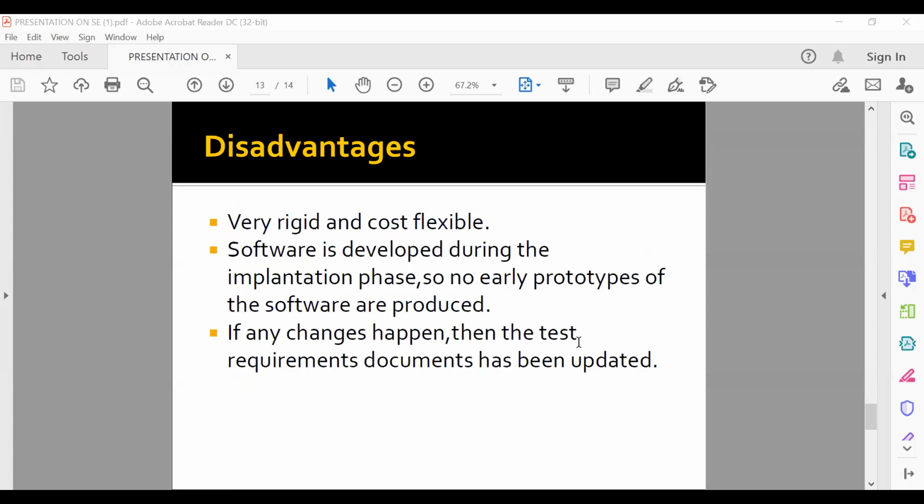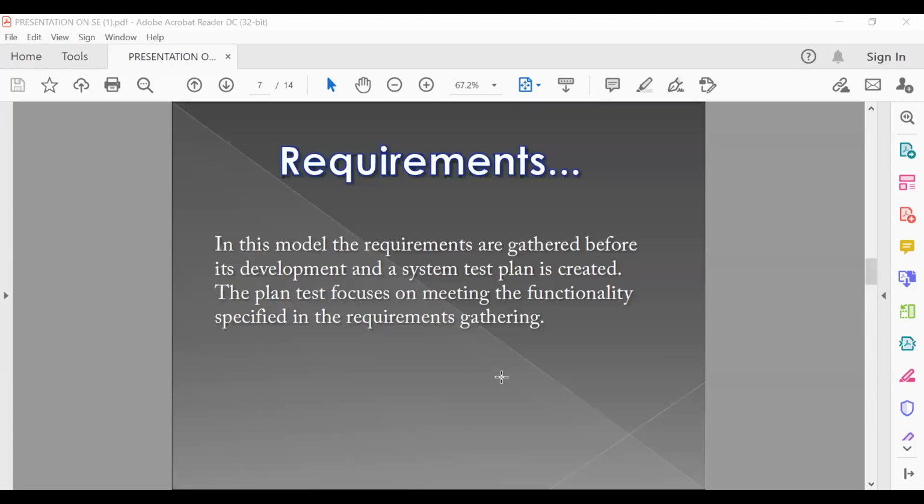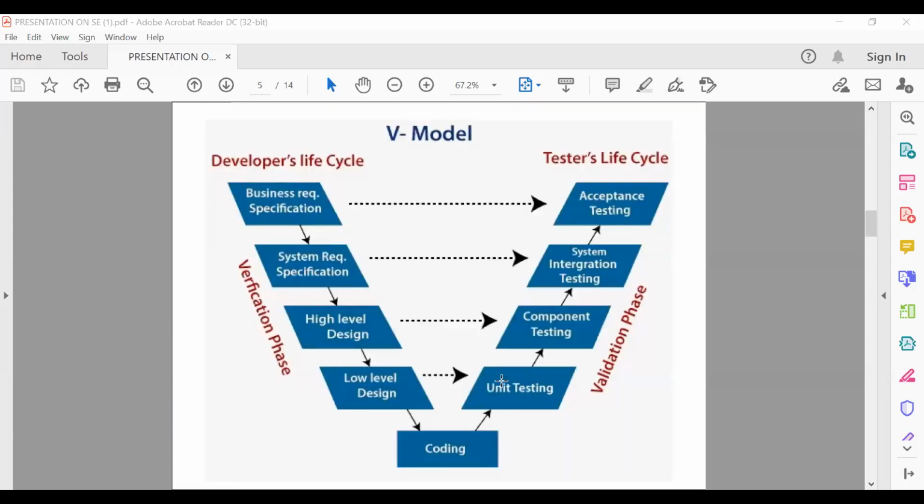Okay. Saidur, go to the diagram. Here in this diagram, it is mentioned high level design and low level design. Can you justify what is high level design and low level design?